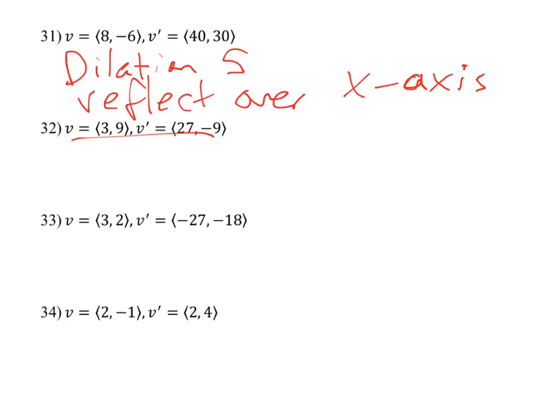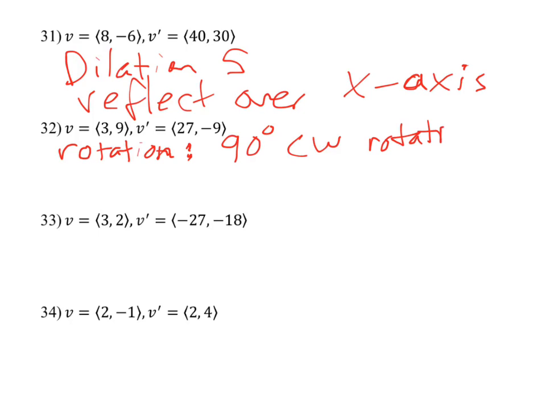32, we start out at 3, 9. We had to change the order and times by 3. So really, we're going to start out with a rotation. And this one had to be 90 degrees, because that's what you do when you change the order. And when you change the order and change the sign on the second one, that gives you a clockwise rotation. So that's the first transformation. And then we had to dilate by 3. That's a dilation by a factor of 3.